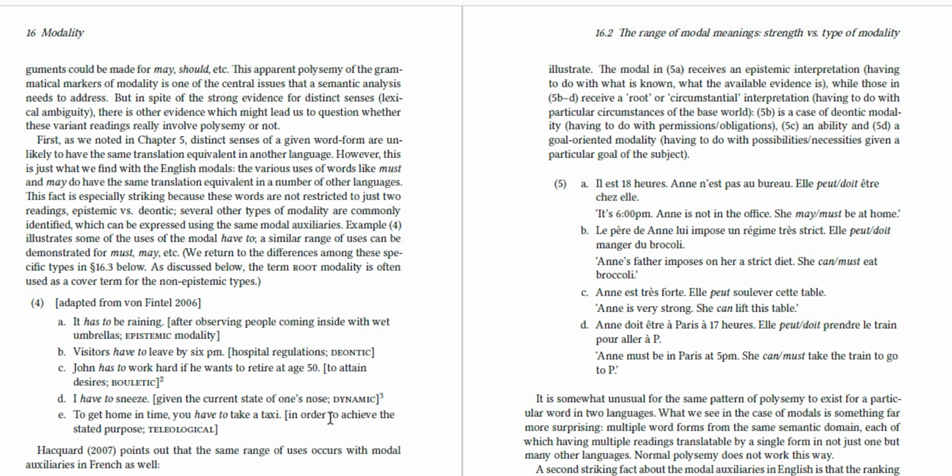So the achieving of a stated purpose here is teleological. To get home in time, you have to take a taxi. So we use the logic, nothing more, nothing less. In this sentence, to get home in time, you have to, this is the modality, have to. It's under modal auxiliary verbs. You have to take a taxi.